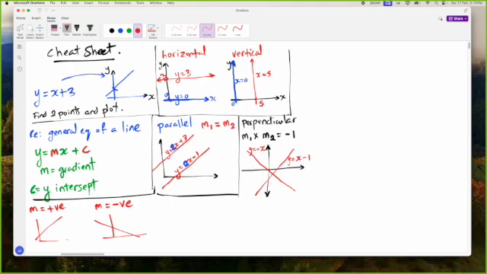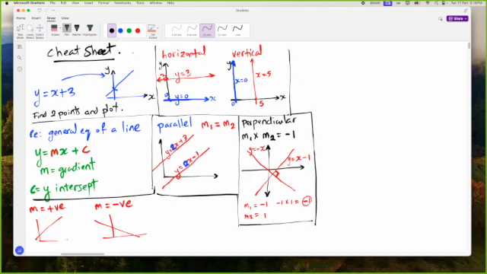Notice that the gradient of this one, m1, is minus 1, and m2, the gradient, is 1. So if I take minus 1 multiplied by 1, I will get minus 1. Once you get minus 1 when you multiply the two gradients, that means the lines are perpendicular. They love to ask the parallel and perpendicular questions, eh? So you can see that in coordinate geometry, we did a lot.